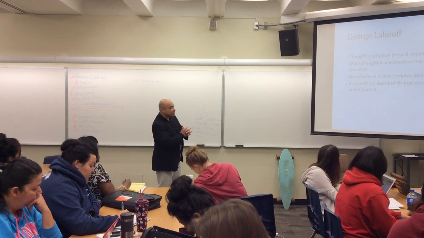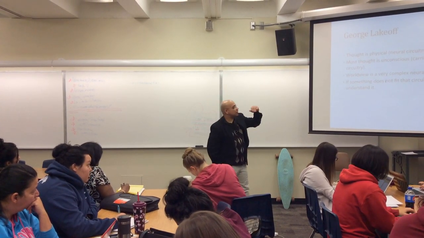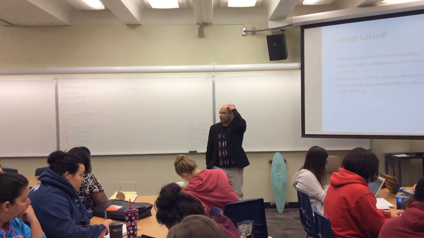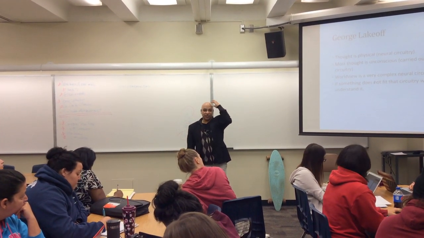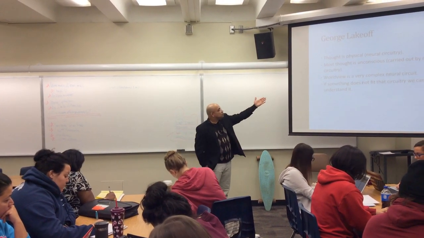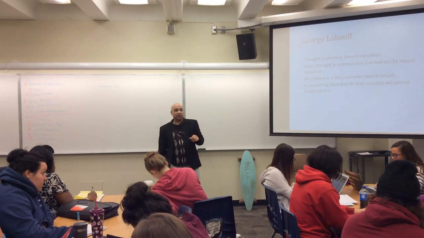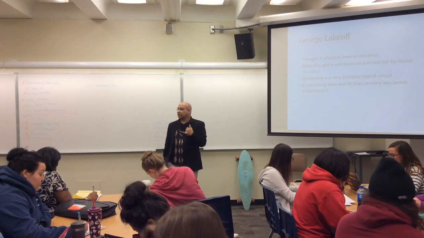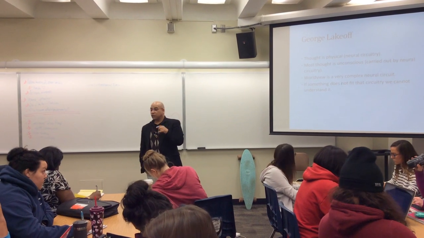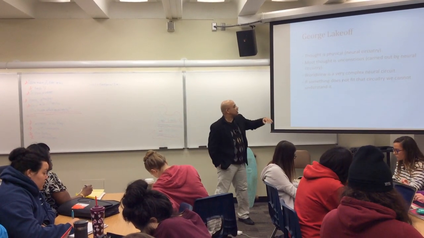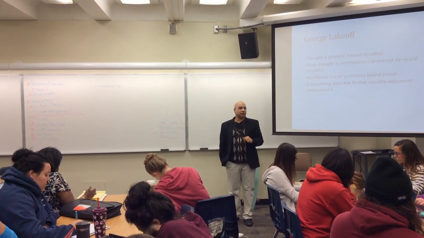So what he tells us, first of all, he says that all thought is physical. All of our thinking is represented by the neurons in your brain. It's an actual physical representation of your thoughts. Most thought is unconscious. I explained that earlier. I said I want you to keep that in mind. 98% is unconscious, so we have to begin thinking about how to educate the 98%. But he says worldviews are very complex neural circuits.